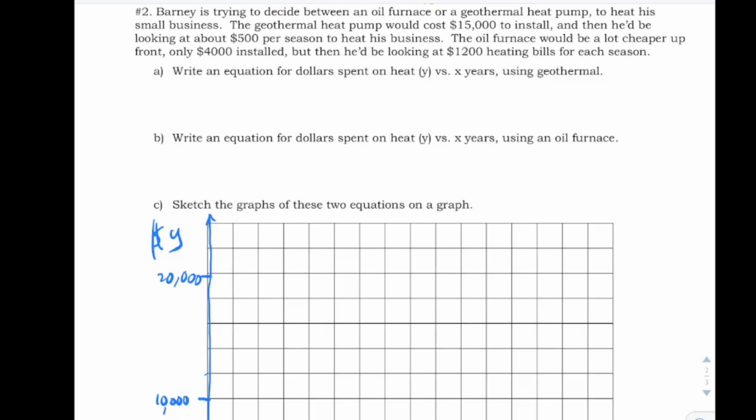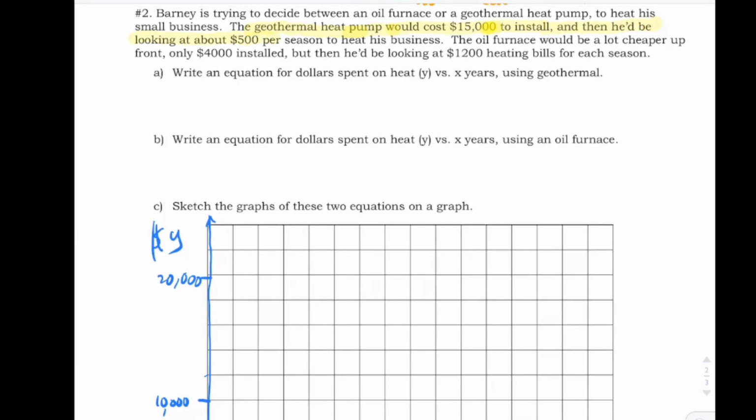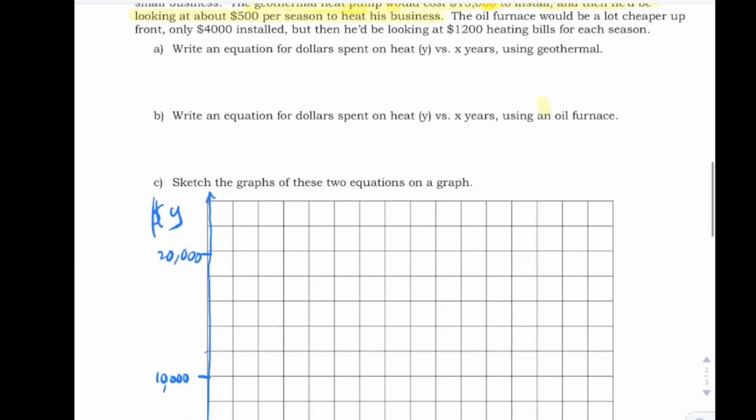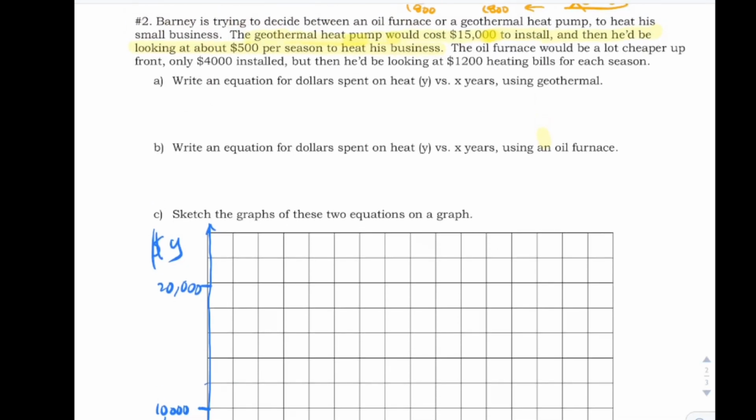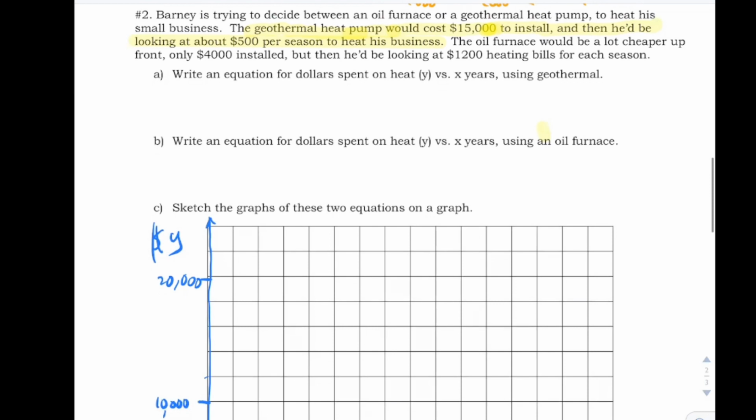Now the geothermal heat pump, which certainly sounds cooler, would actually cost $15,000 to install. But then he'd be looking at maybe $500 every year to heat the business. That's not a bad heating bill. It's not much to pay, well, in this state anyway, $500 to heat your business for a whole winter season.